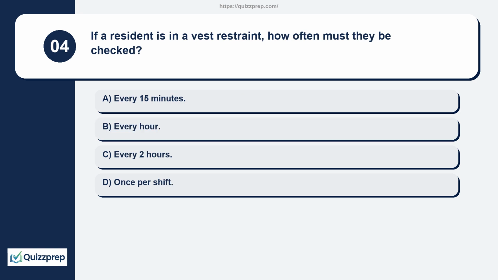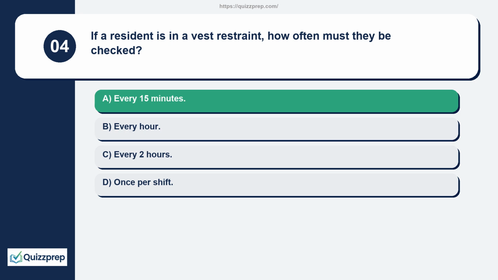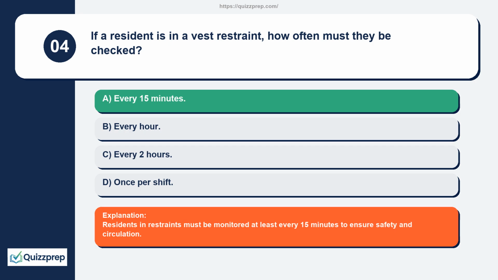Question 4. If a resident is in a vest restraint, how often must they be checked? Every 15 minutes, every hour, every 2 hours, once per shift. Residents in restraints must be monitored at least every 15 minutes to ensure safety and circulation.